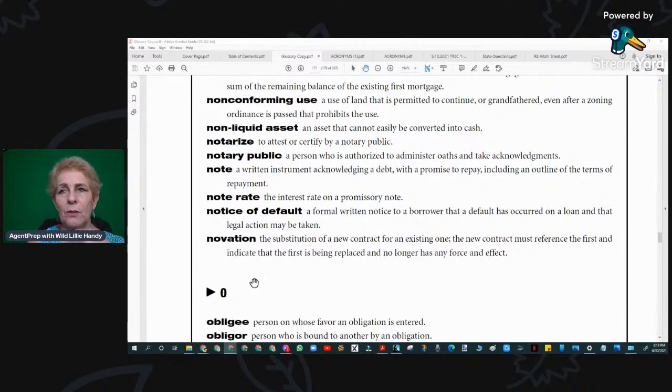Novation. So it is something new. The substitution of a new contract for an existing one. The new contract must reference the first and indicate that the first is being replaced and no longer has any force and effect. So let's say we've got a contract and we're doing a counter. So in the counter, in Texas, we can strike out on the contract, make the change, and send it back for initials.